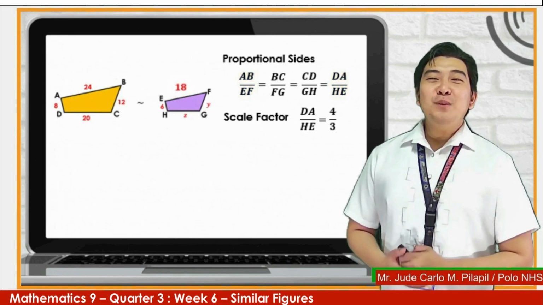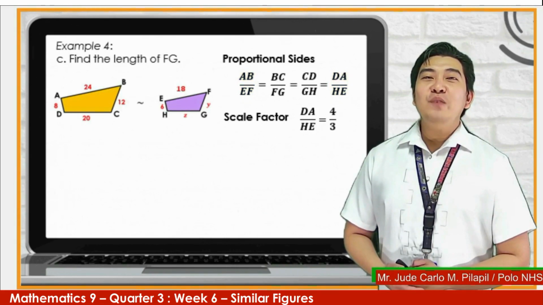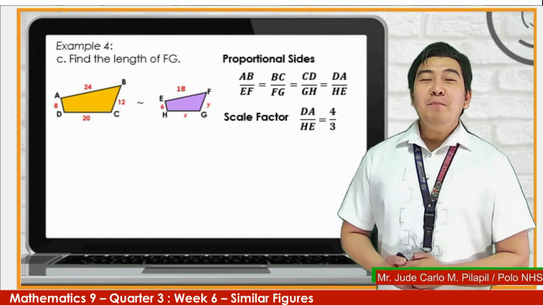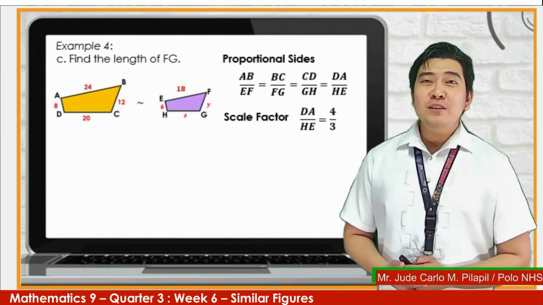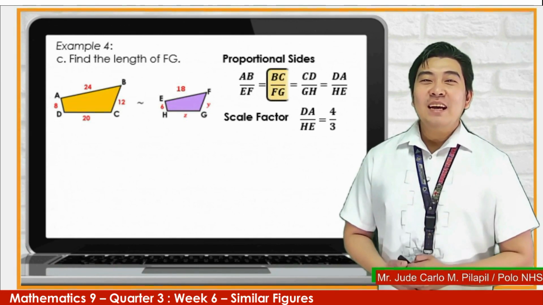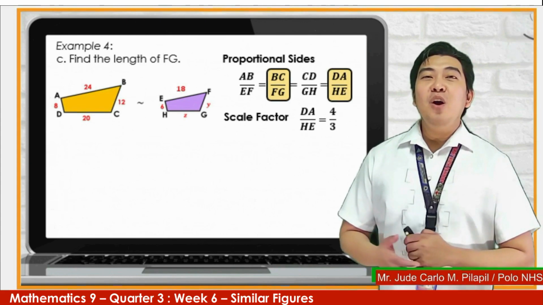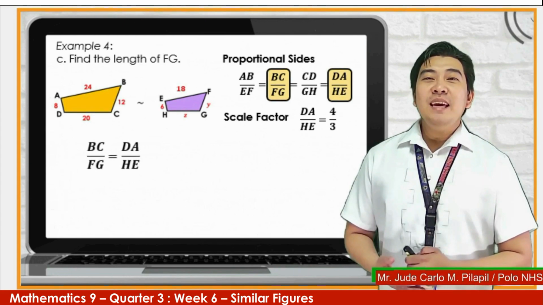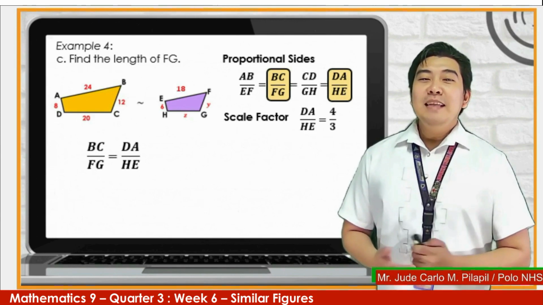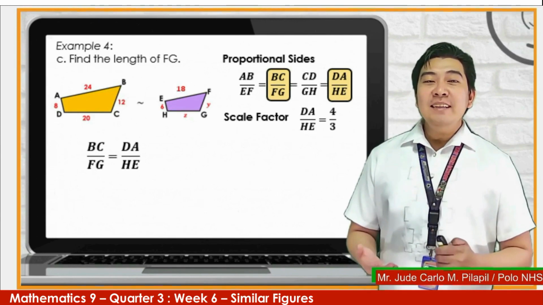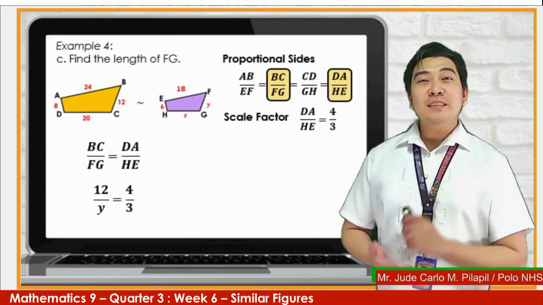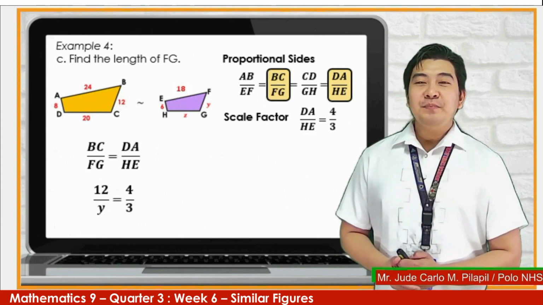Now, let us proceed in finding the length of FG. Same process will be used. What pair of ratios are we going to use? That's correct. We will be using BC over FG and equate it to the scale factor DA over HE. Next, let us substitute the lengths. We now have 12 over y is equal to the scale factor 4/3.